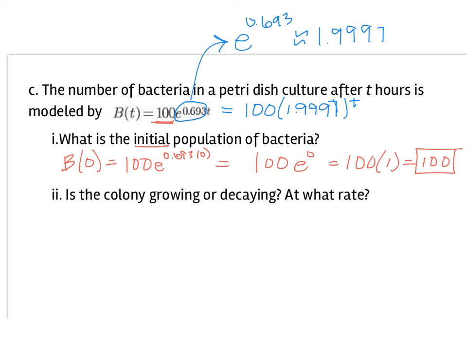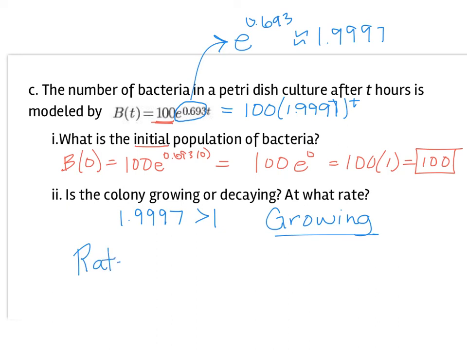This makes it easier to tell whether the colony is growing or decaying. We can see that the 1.9997 is the base, which is greater than 1. Therefore, the colony is growing. In order to find the rate, we don't just name the rate as the base. The rate is the difference from 1. So the rate will be equal to 1.9997 minus 1. So it's growing at a rate of 0.9997, also known as 99.97%.